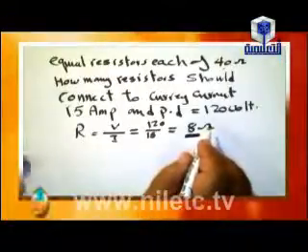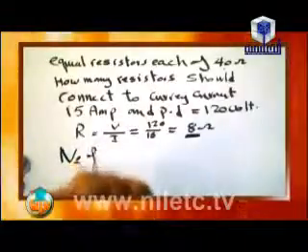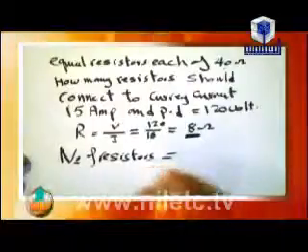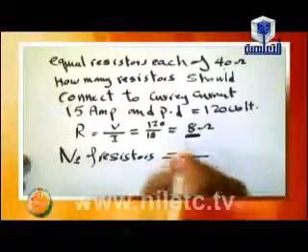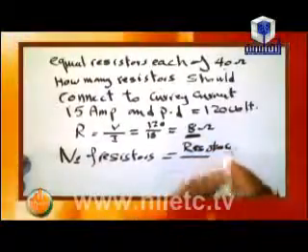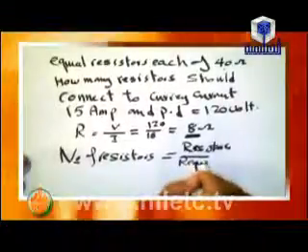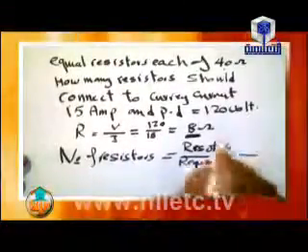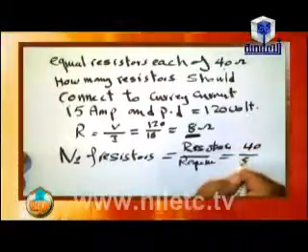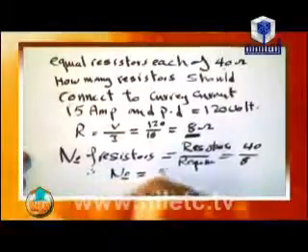We can find the number of resistors. We can find the rule. Number of resistors equals resistance over R equivalent. Resistance is equal to 40. R equivalent is equal to 8. Then number equals 5 resistors.